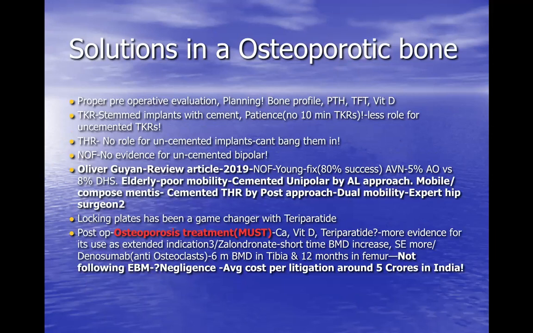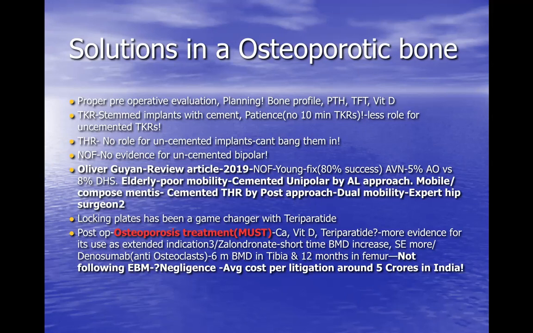You need to have patience, no 10-minute total knee replacement. So there's less role for uncemented TKRs in osteoporotic bone. If you're doing THRs, there's definitely no role for uncemented implants. You can't bash them in, you break. 30 to 40% is the incidence of femoral fractures in uncemented THR. For neck of femur also, there's no evidence for uncemented bipolar, though maybe used commonly in India.